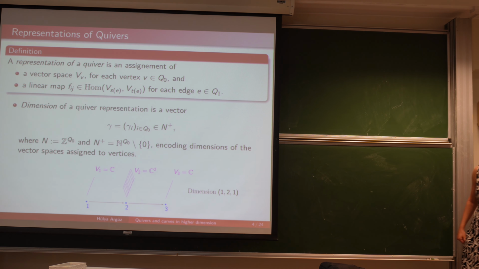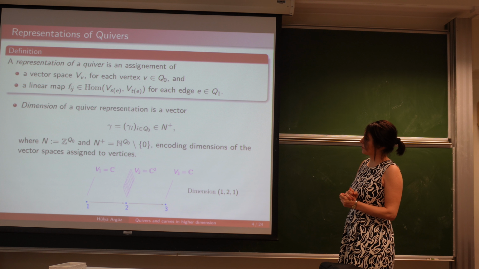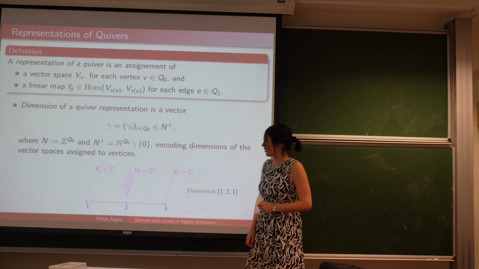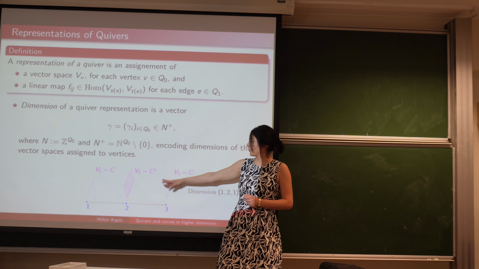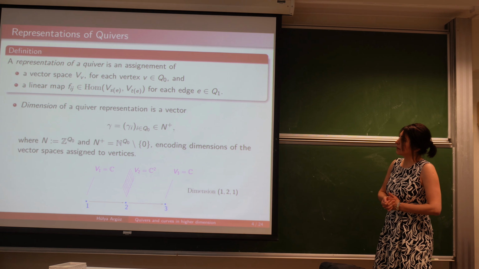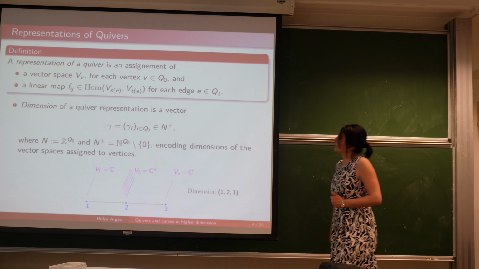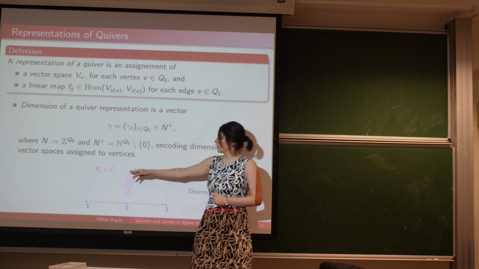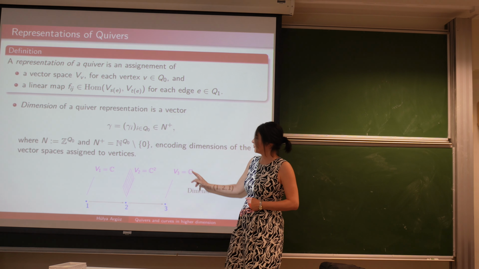And when you have a quiver, you can talk about a representation of a quiver, which is an assignment of a vector space for every vertex. For instance, if you had a simple quiver here with 3 vertices and 2 arrows, you can assign these vector spaces C, C squared, C. And then you also need to assign a linear map between these vector spaces for each arrow. And the dimension of a quiver representation is just the dimensions of the vector spaces you assign to the vertices. So here, the dimension will be 1, 2, 1.